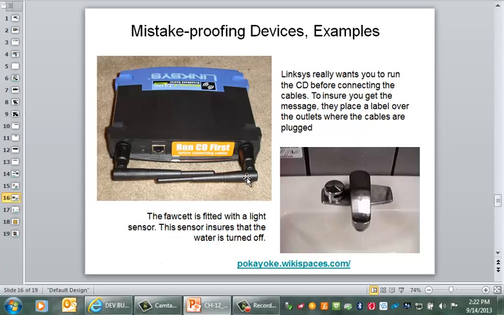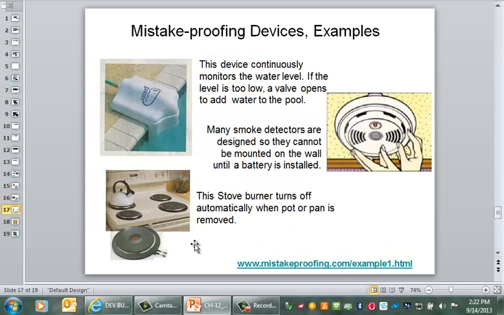Here are some other examples. This Linksys really wants you to run the CD before connecting the cables. To ensure you get the message, they place a label over the outlets where the cables are plugged, and it says run CD first. So I think that's pretty clever. And in this case, the faucet with a light sensor, the sensor ensures that the water is turned off. We have a lot of those now. Other devices, mostly for safety in this particular case, you'll see the pool safety, the smoke detector, designed so that they cannot be mounted on a wall until a battery is installed, and the stove burner turns off automatically when a pot or pan is removed.